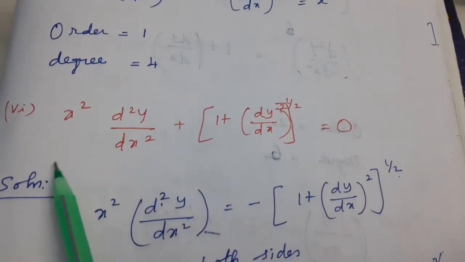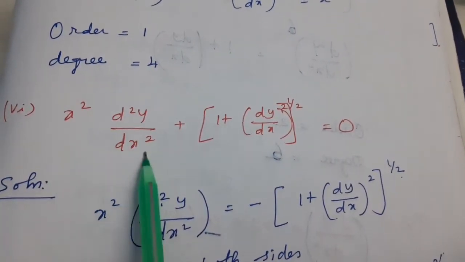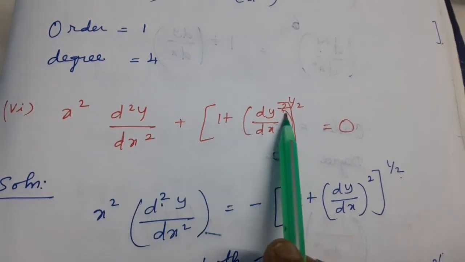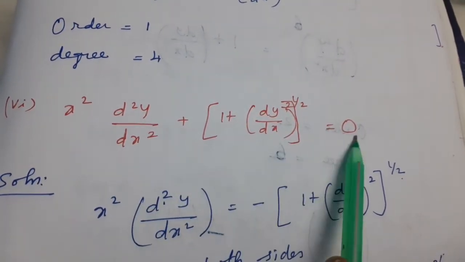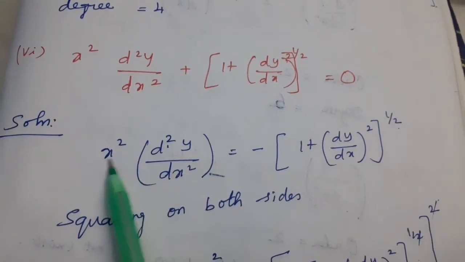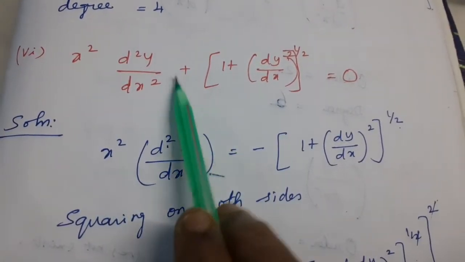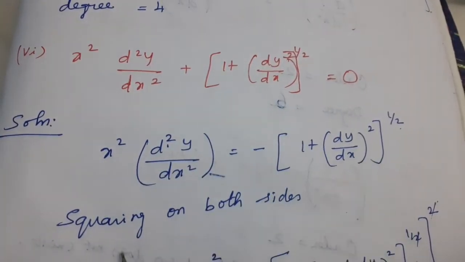See the next one, sixth subdivision. x square d square y by dx square plus 1 plus dy by dx whole square, whole power 1 by 2, equal to 0. So keep x square d square y by dx square on one side, and the plus becomes minus of the term. So squaring on both sides.